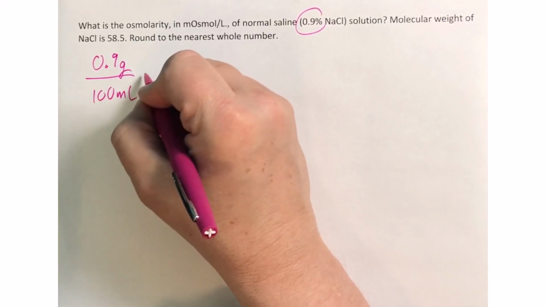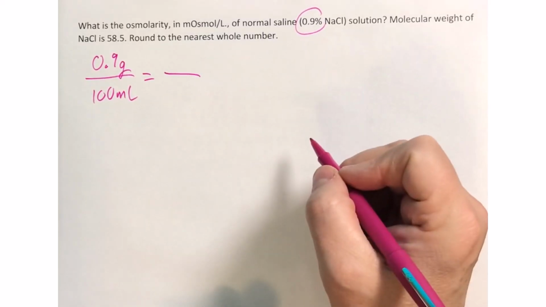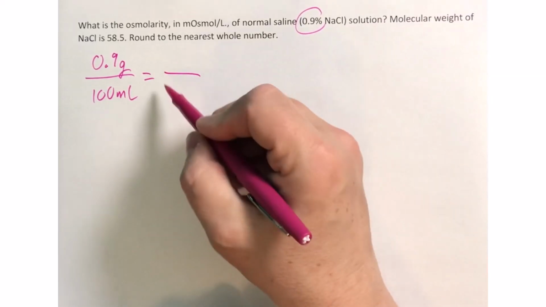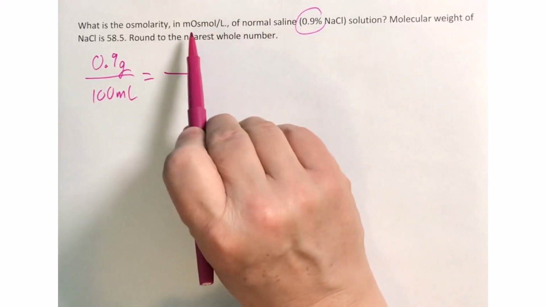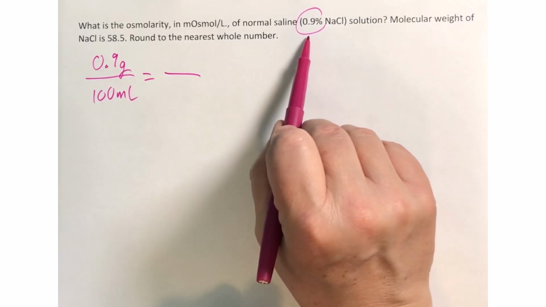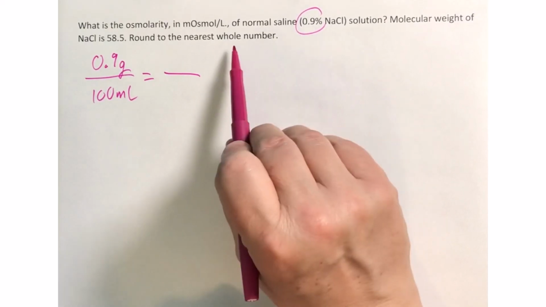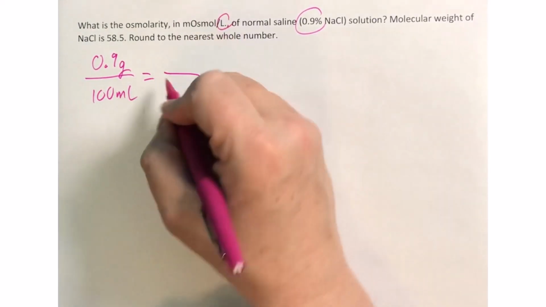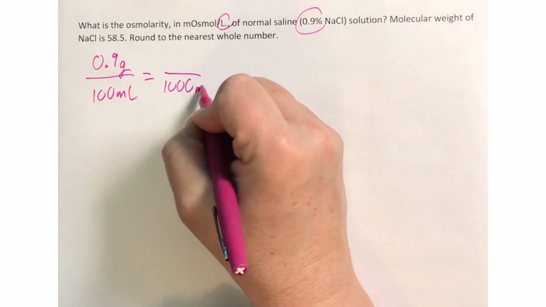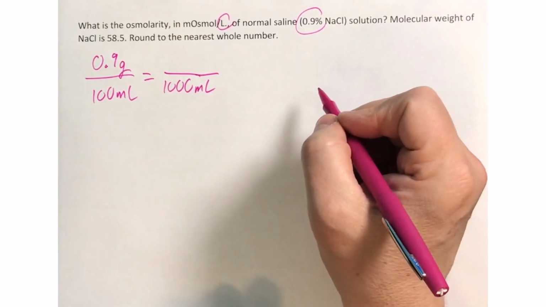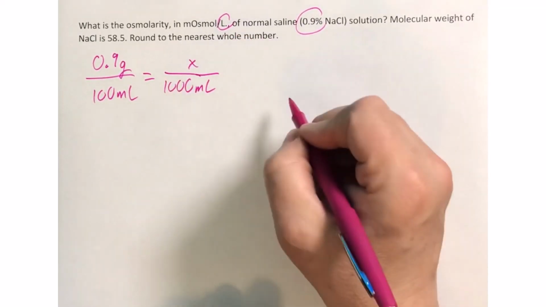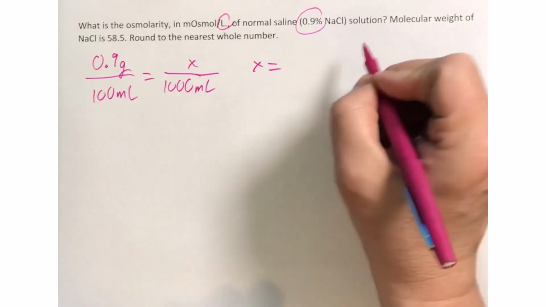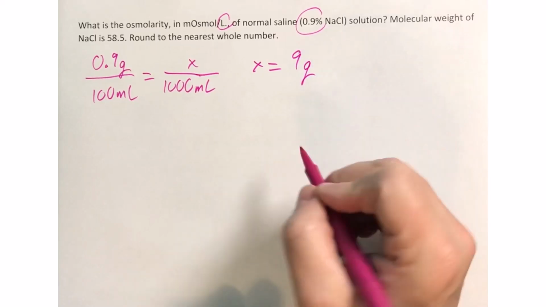We could do dimensional analysis. We could set up a proportion. I'll do a proportion. Now, question is, proportion out of what volume? Well, milliosmoles per liter. Volume is not specified here. Milliosmoles per liter is always per liter, which is 1,000 milliliters. So we'll just do it out of 1,000 milliliters, and I'll put X here for the number of grams per 1,000 milliliters. So we'll solve for X, and we end up with 9 grams.